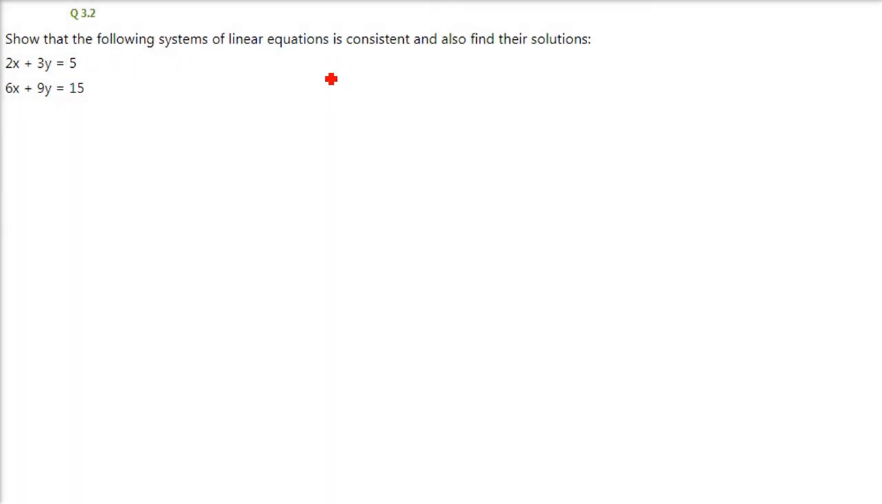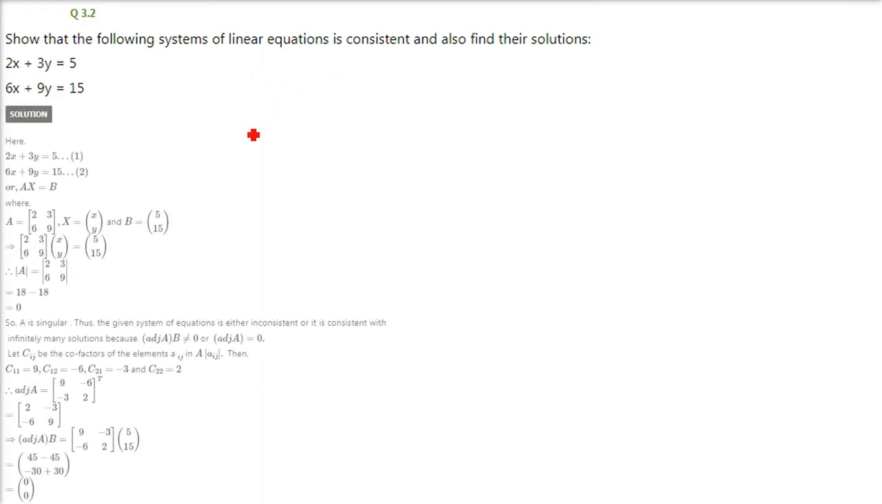Show that the following system of linear equations is consistent and find their solution. So we will find the determinant of A, and the adjoint of A into B. If they both are 0, that means this system of equations is consistent with infinitely many solutions.